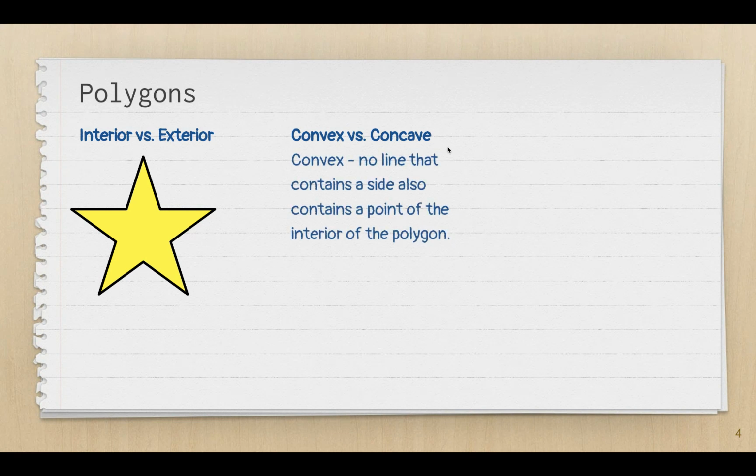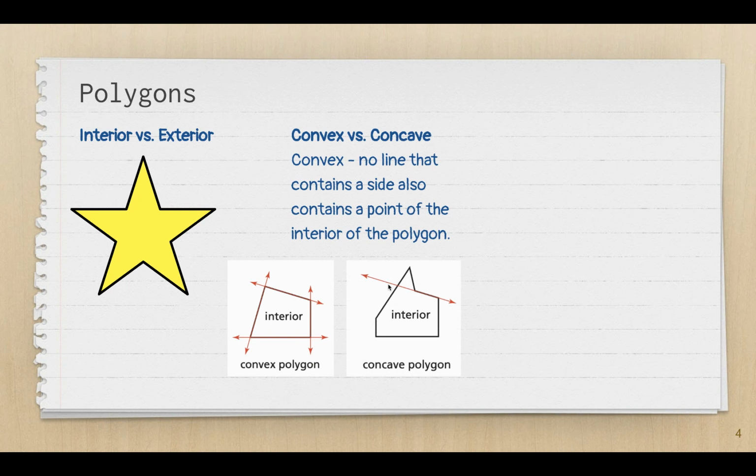With a convex polygon, no line that contains a side of the polygon also contains a point of the interior of the polygon. Let me show you visually what that looks like. Here we have a nice quadrilateral, and if you extend the sides to make the lines that capture each one of the sides, these red lines, none of them hit any point inside of the polygon. That is called convex.